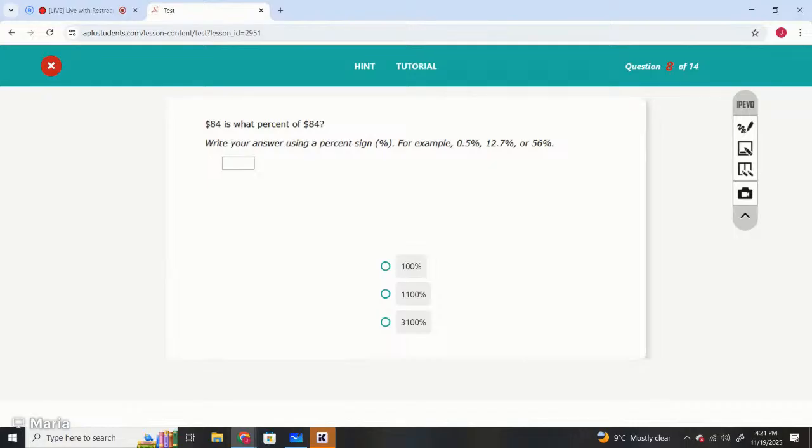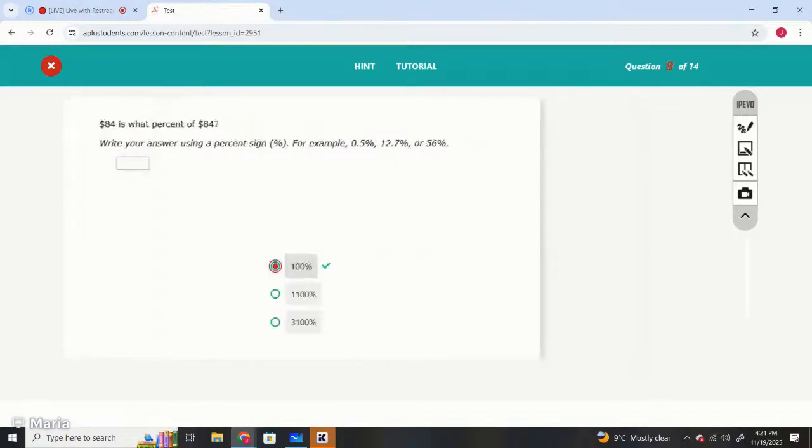84 is what percent of 84? So 84 is 100% of 84. A number is 100% of itself, so the correct option is 100%.